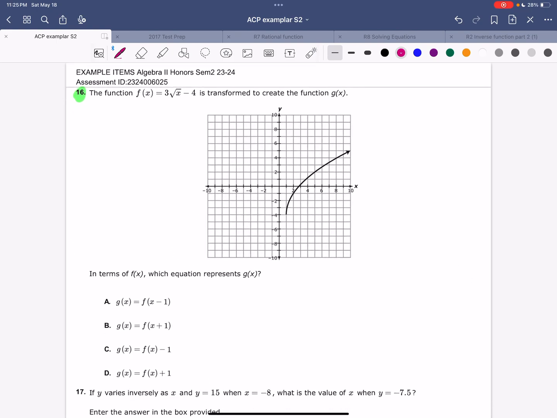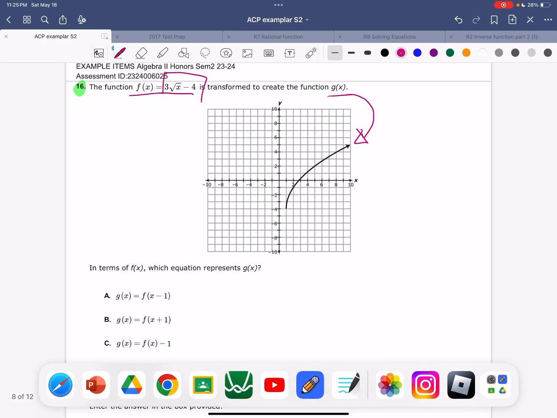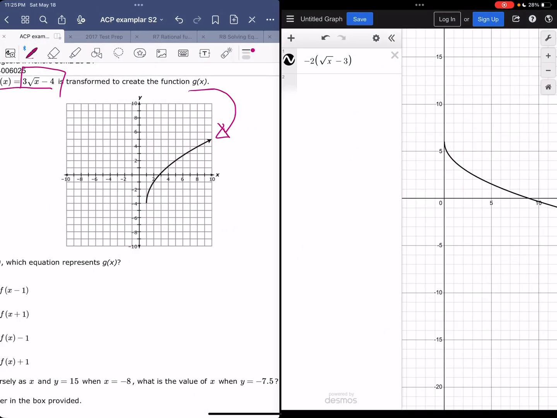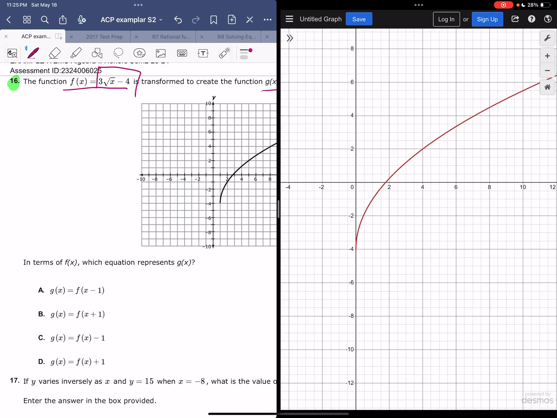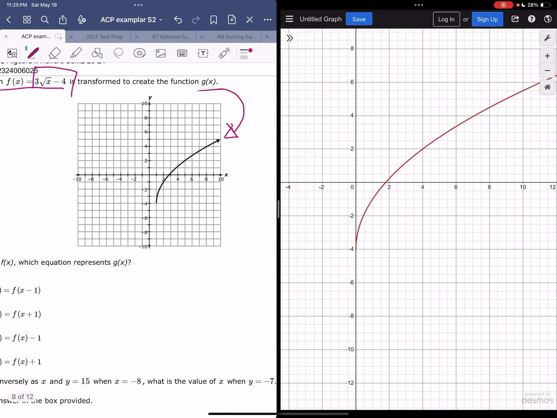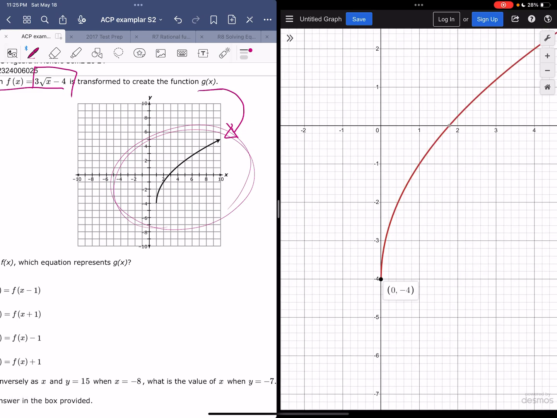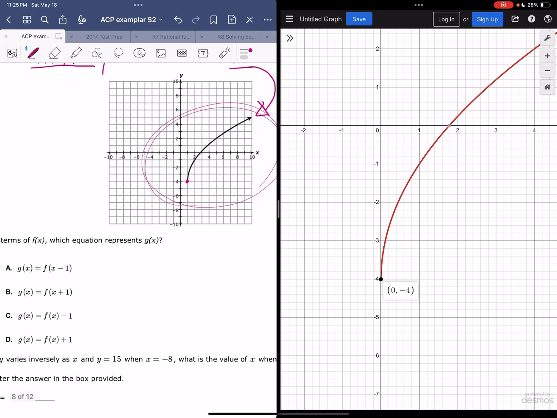Question number 15. I have a function here, and it's transformed to create function g. In terms of x, which equation represents g of x? So this is the g of x. So how did this graph move from here? That's what I'm trying to find. So let's do this. I'm gonna put this one in, minus 4. So I got this graph here. And this red graph moved like this. What's the difference? Do you see it touches here, but it moved 1 unit to the right? So it's 1 right.